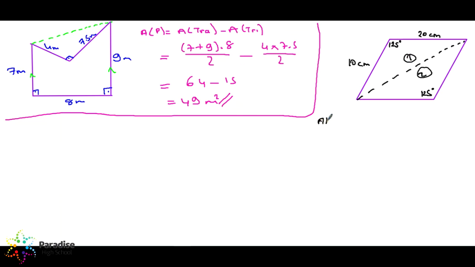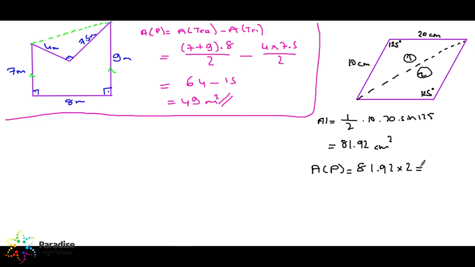So what is the area of triangle 1? We use the rule because we know two sides and the angle in between, times sine 125. So what's the result here? 100 times sine 125 is equal to 81.92 cm squared. We've got two of them, so the total area of the parallelogram will be 81.92 times 2, which is equal to 163.83 cm squared. That's the final answer.